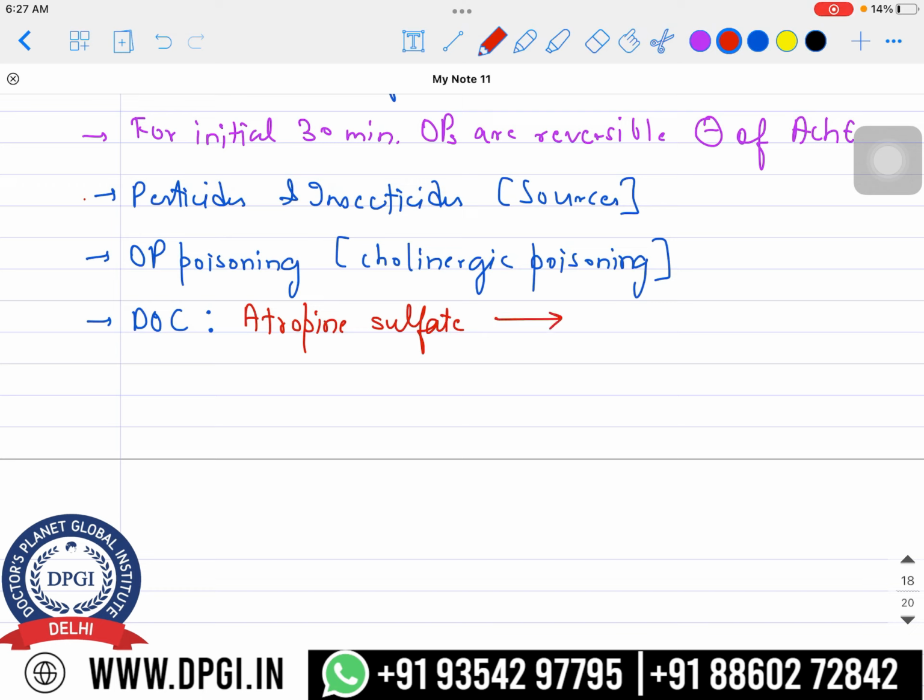So for that purpose, we are giving one more drug, and these are the oximes. Which oxime? For example, pralidoxime. Which oxime is used very commonly for this kind of poisoning? Pralidoxime is very commonly used. That was an MCQ once, right? Okay, so atropine sulfate followed by the oximes.